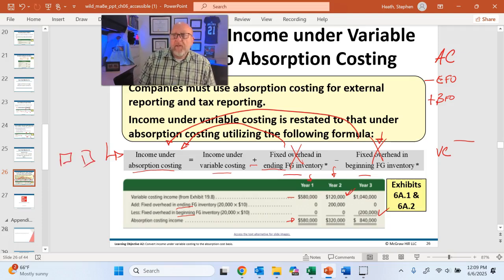Okay, but this is the formula to move from absorption costing to variable costing. It's going to be absorption costing minus our ending fixed overhead in finished goods, and then adding beginning fixed overhead in finished goods. And that, my friends, is chapter 6.